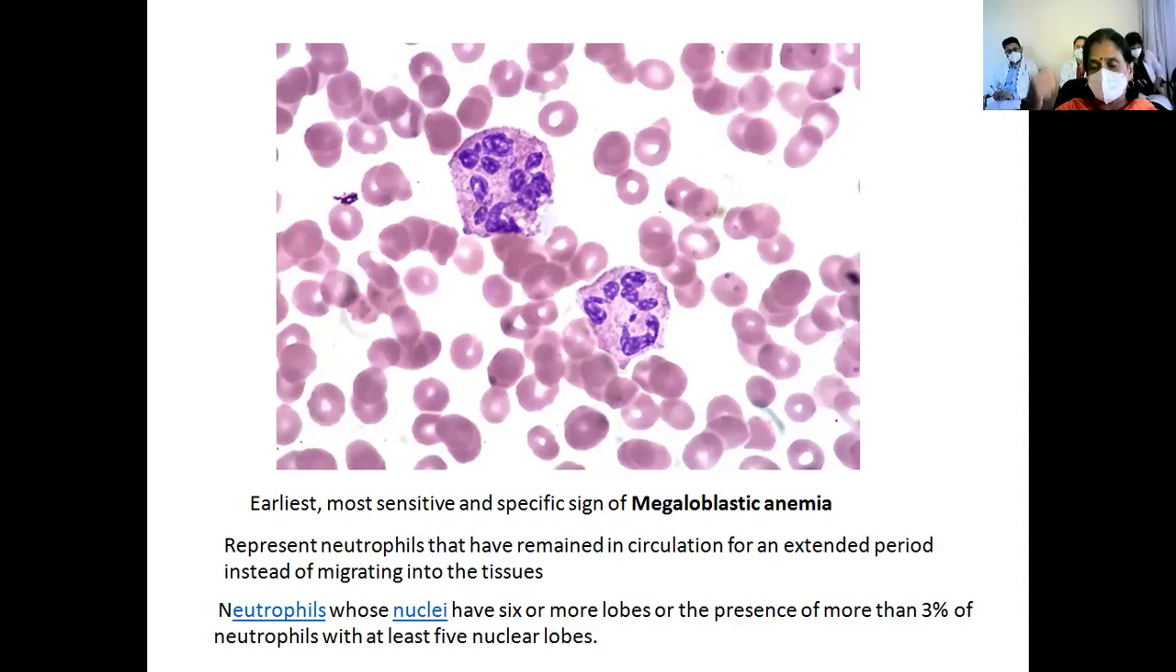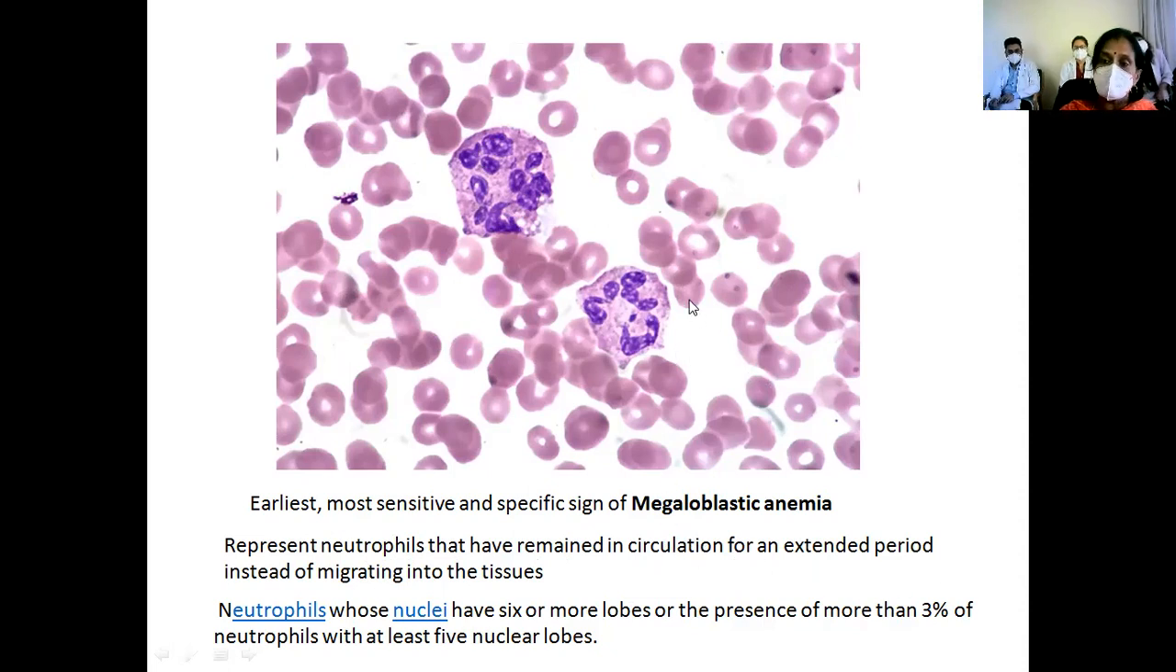So this is a forecast of him developing anemia. These represent neutrophils that have got so many segments. That means they're staying in the circulation for an extended period of time, like a senescent RBC. And the basic defect in megaloblastic anemia is DNA synthesis. So that's why all these become abnormal.